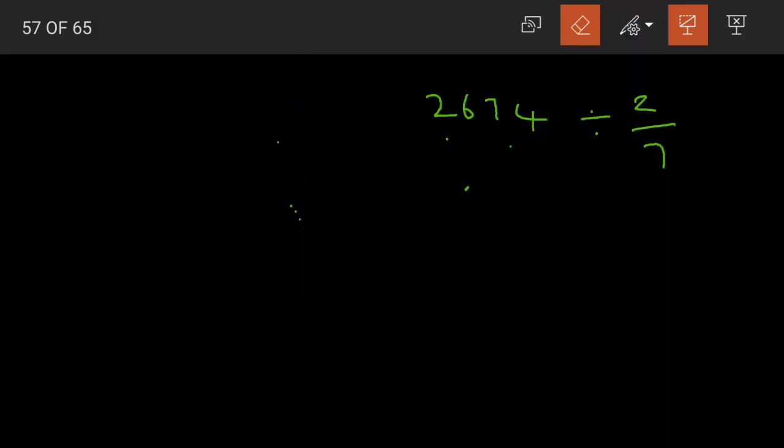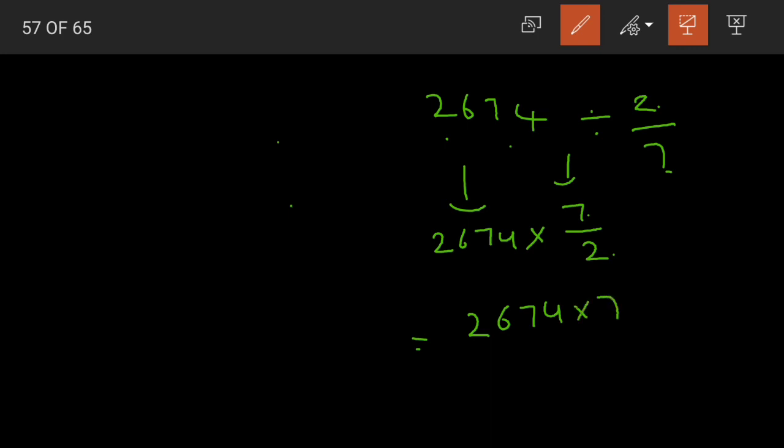2 by 7. Now how will you divide a whole number by a fraction? The number is written as it is, the division sign becomes multiplication, and for the fraction, we have to write the reciprocal. So 2 by 7 becomes 7 by 2. We have 2674 into 7 divided by 2. 2674 is divisible by 2. Yes, 2674 has the number 4 at its ones place. So it is divisible by 2. So let us divide and see.